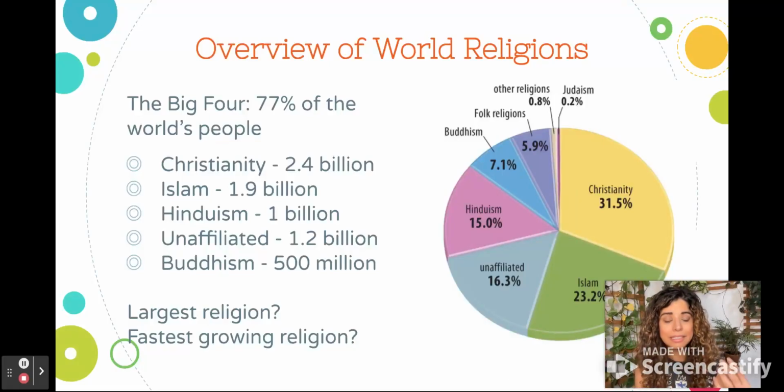So continuing on, we have the big four religions. So 77% of the world's people typically identify as Christian, Muslim, Hindu or Buddhist. So as you can see here, we have the breakdown with Christianity having the most adherents, but also we have quite a few people who are unaffiliated.